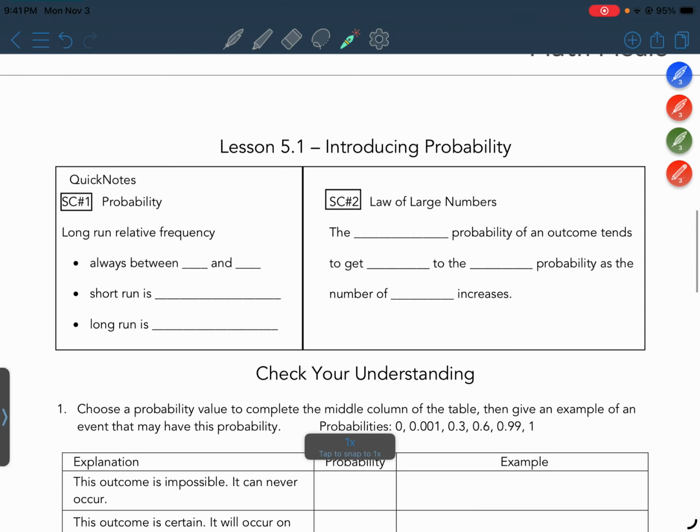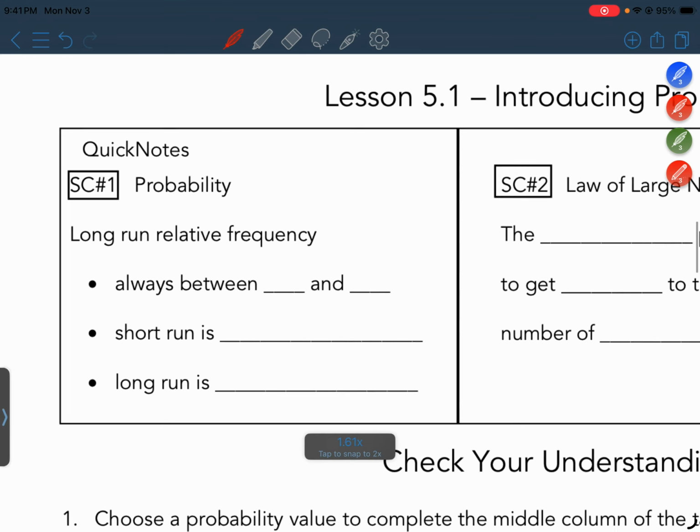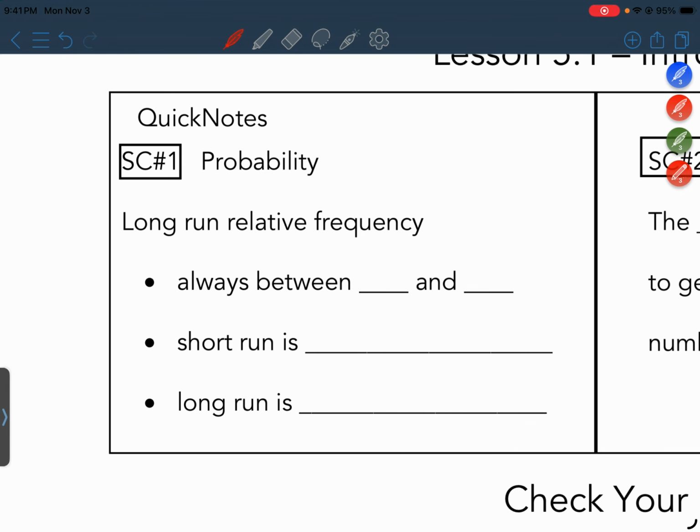All right, turn over to the back side. I'll give you the quick notes here. All right, so in the first section, we're just going to define probability. Okay, so the definition is right here. Okay, it's the long run relative frequency. Okay, now we measure probability using numbers, where 0 describes something that never happens, even in the long run, and 1 represents an event that always happens in the long run.